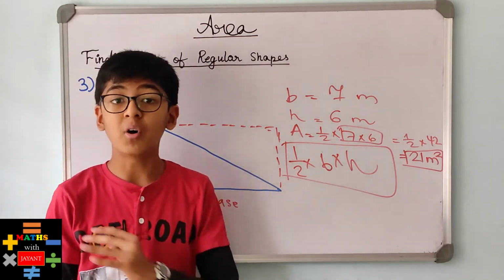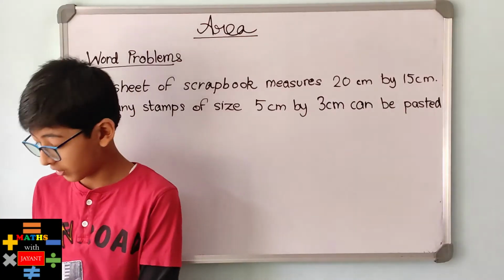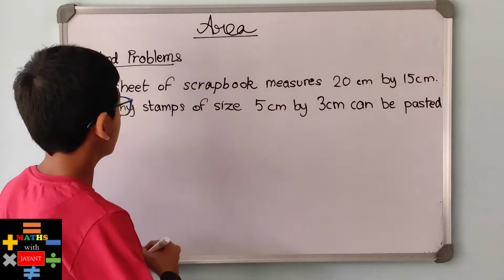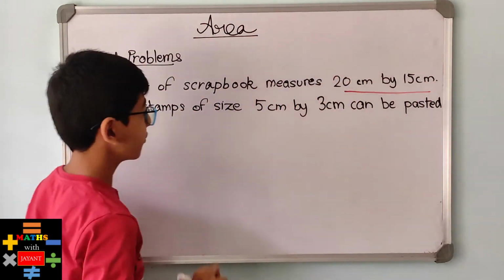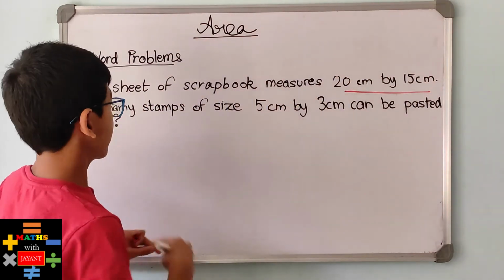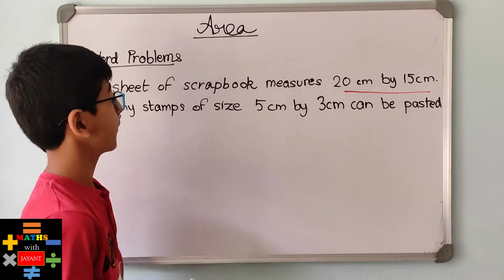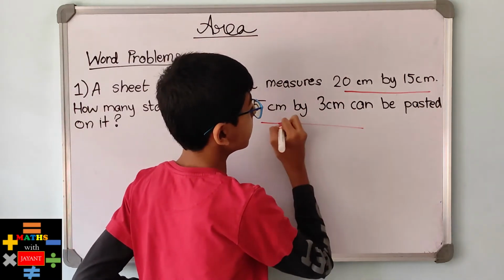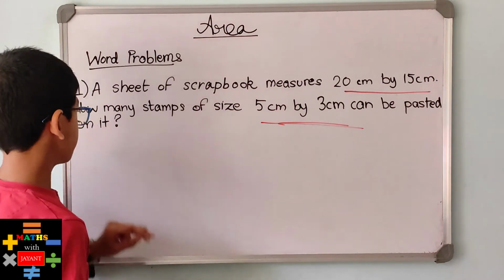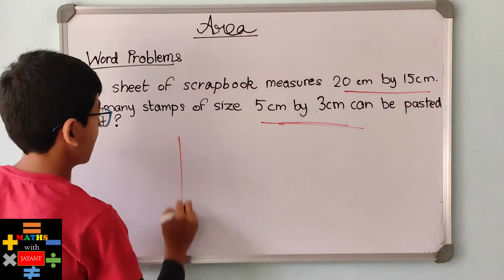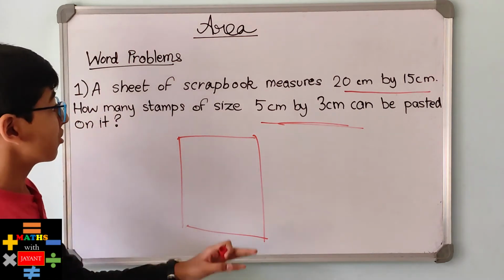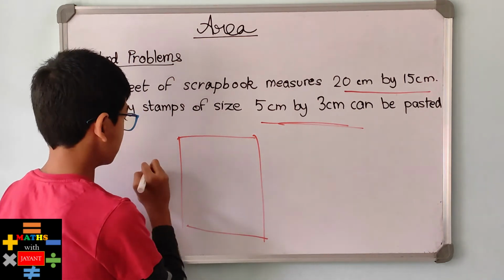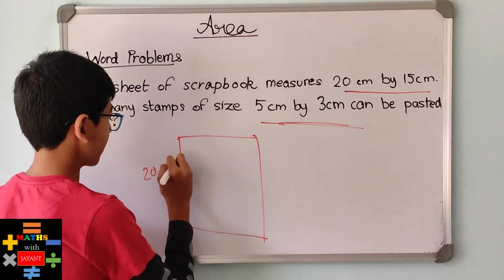Now let us move on to our next part. Now let us solve our first word problem. So a sheet of scrapbook measures 20 centimeter by 15 centimeter. So the question is, how many stamps of size 5 centimeter by 3 centimeter can be pasted on it? So we have a sheet of a scrapbook. It measures 20 centimeter by 15 centimeter.